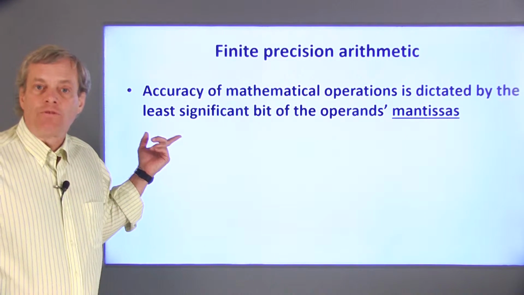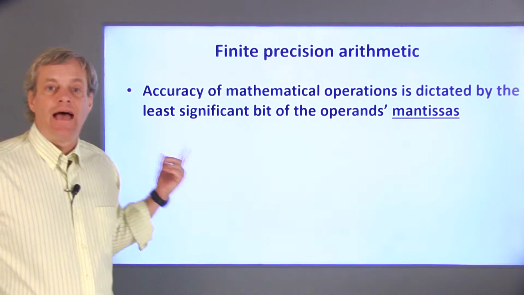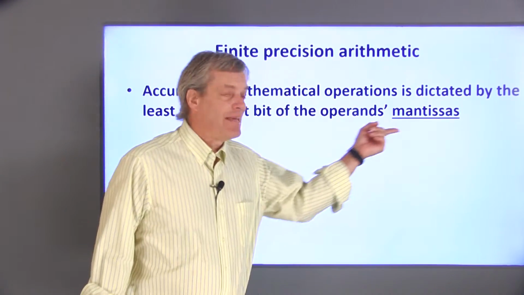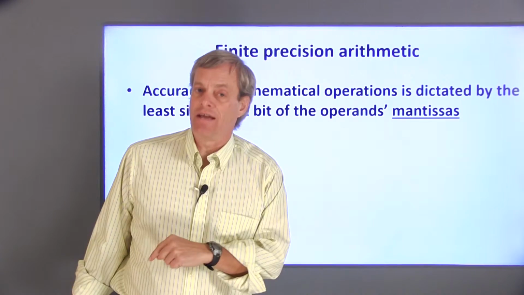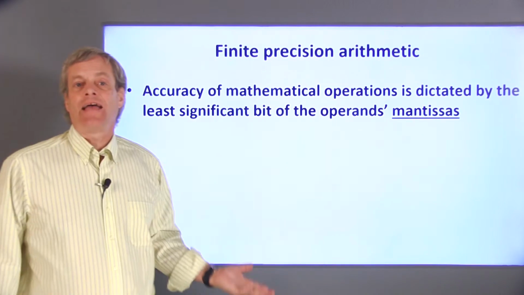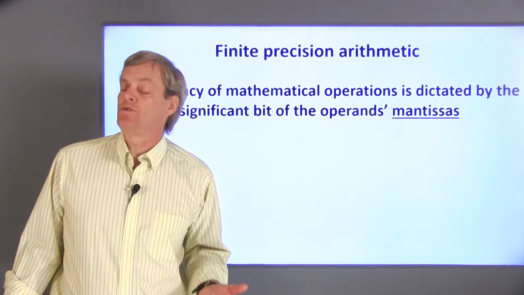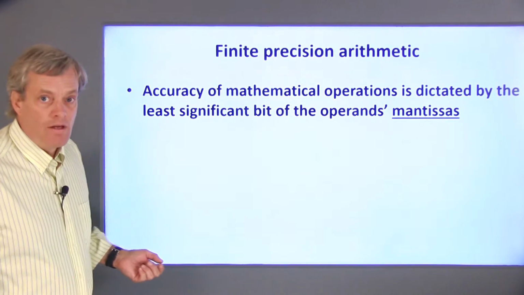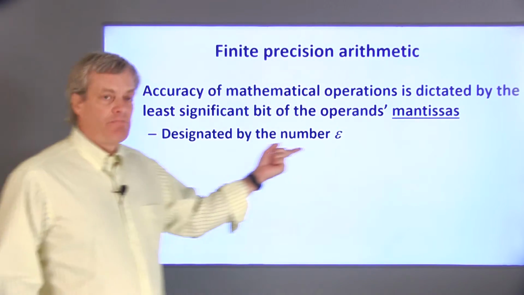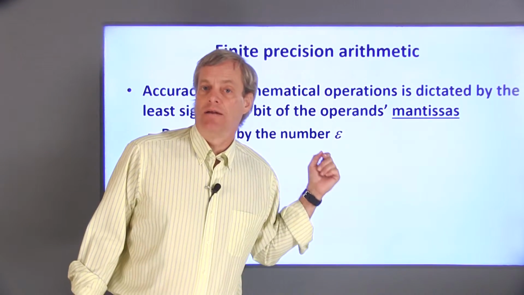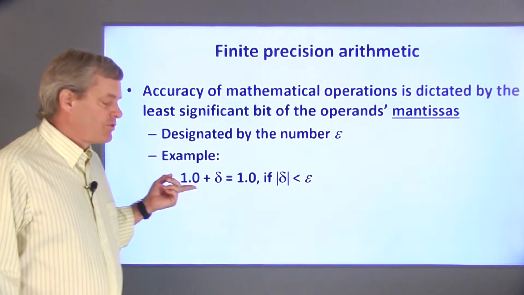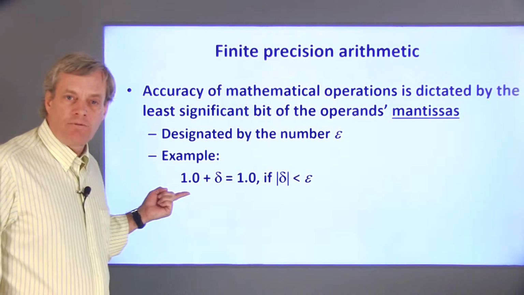When doing math with floating point numbers in computers, the accuracy of the result depends on the mantissa of the number rather than the exponent. This means that the accuracy is limited by the least significant bit of the 52 bits used to represent the mantissa. The number corresponding to this bit is designated by epsilon. The result is this rather strange mathematical expression.